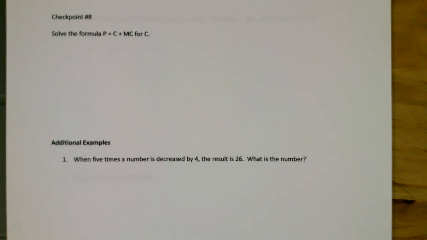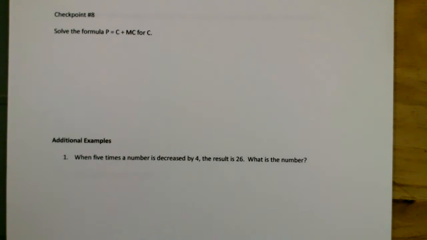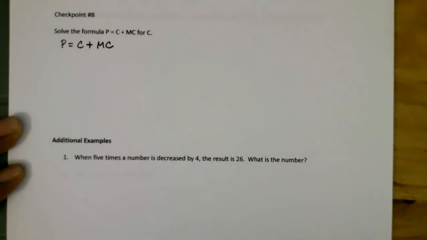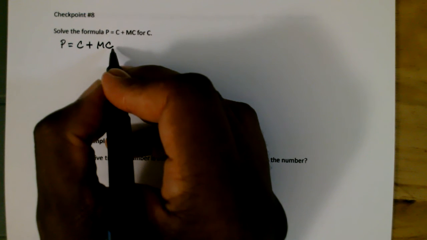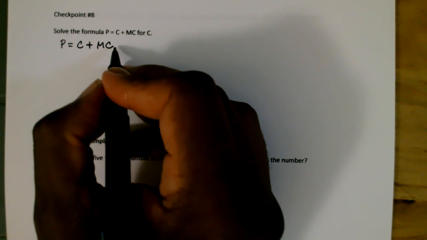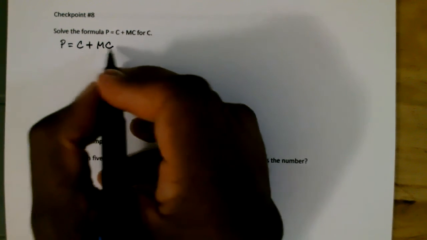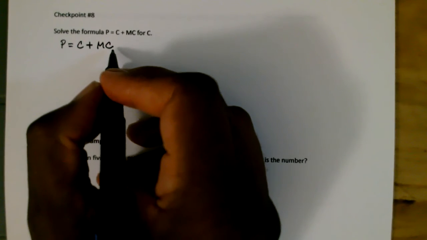All right, here's another example. Let's say we have this formula, P is equal to C plus M times C. And I want to solve that equation for C. So I'll rewrite this as P is equal to C plus M times C. Now notice here we got a C right here and a C right here. That means I need to use that as a common factor. I need to do some factoring here on the right side of this equation.